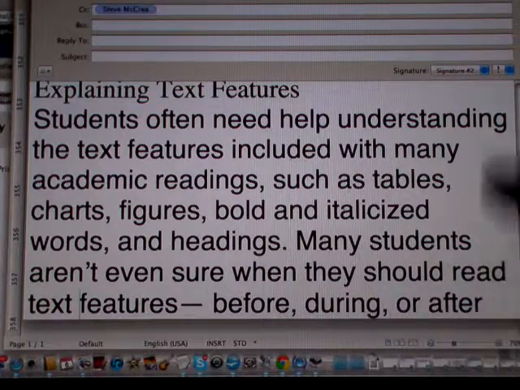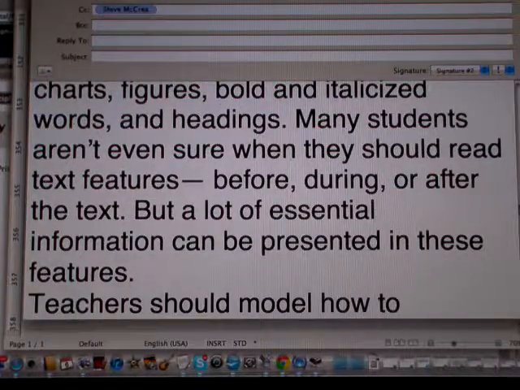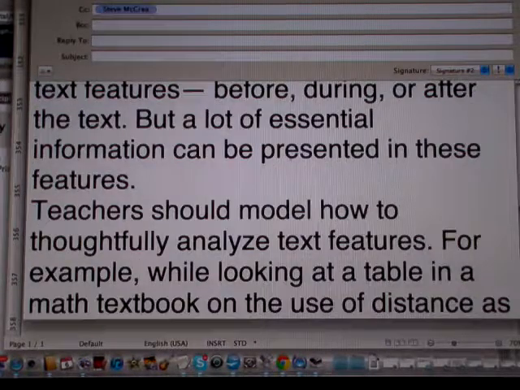The features that are included in these academic readings, such as tables, figures, bold and italicized words, and headings. Many students aren't even sure when they should read the text features, before, during, or after the text. But a lot of essential information, like looking through a table, can be presented in these features. Teachers should model how to thoughtfully analyze text features.